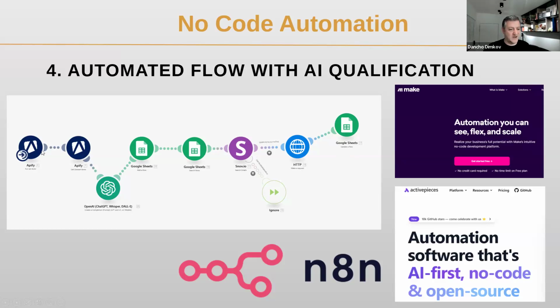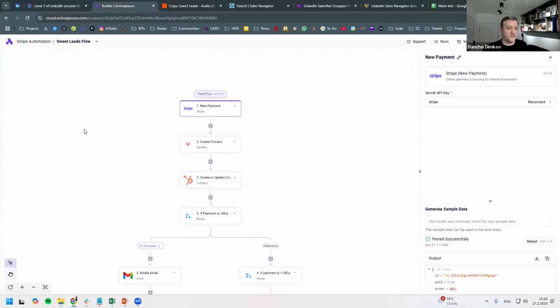And there are some really nice platforms in this area, like Make.com, which is really popular. Activepieces is an AI-first, no-code automation. Then N8N is a platform that even goes toward the agent way of automation. And here, I just wanted to show you how it can work.